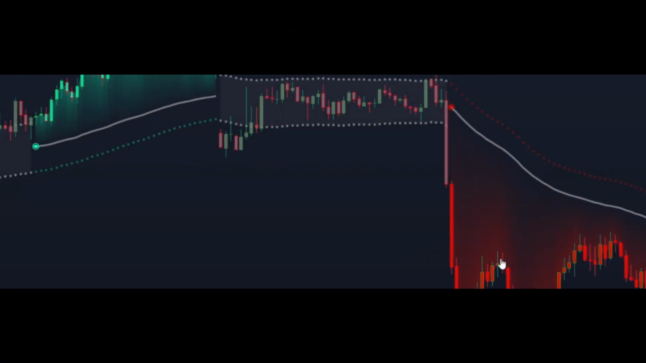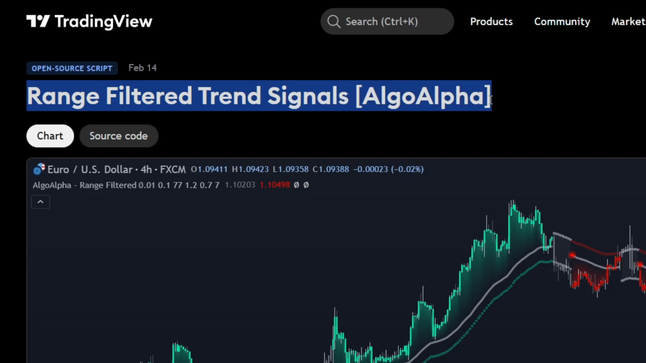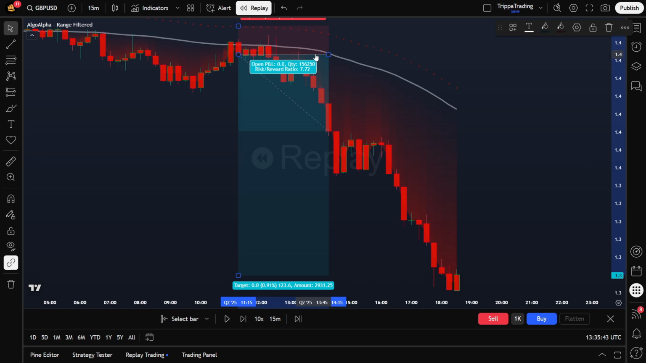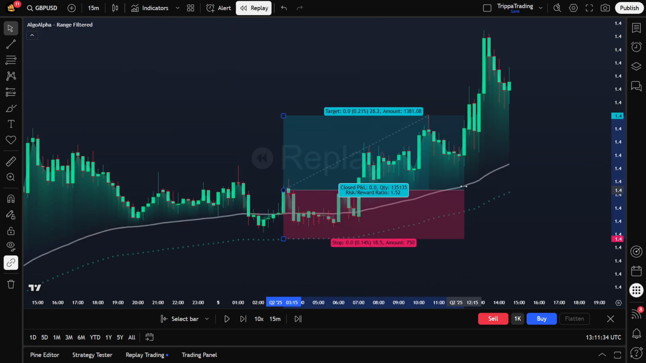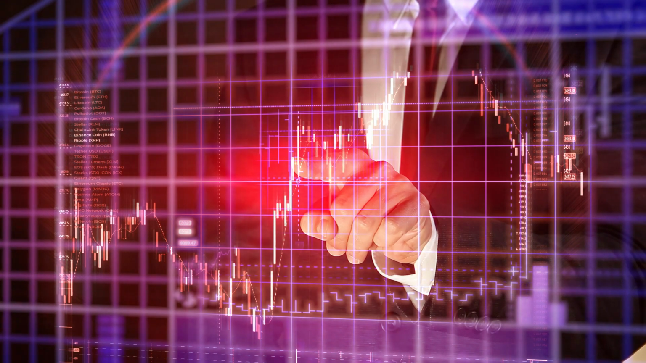That's where this new tool steps in. It's called the Range Filtered Trend Signals by Algo Alpha, and it's designed to cut through the market noise and give you a cleaner read on when the market is actually trending, and just as importantly, when it's not. In this video, we're going to break it all down: how this indicator works, what settings matter, and how you can use it to enter trades more confidently.